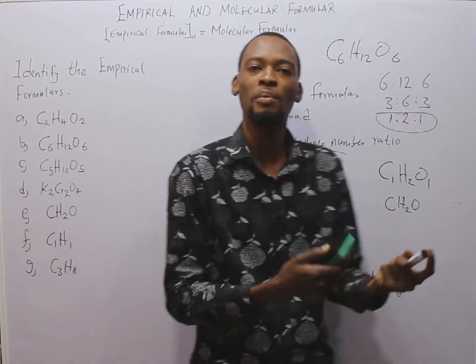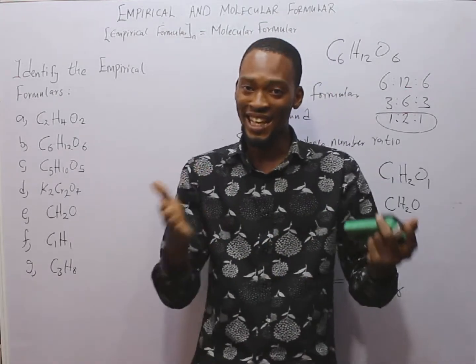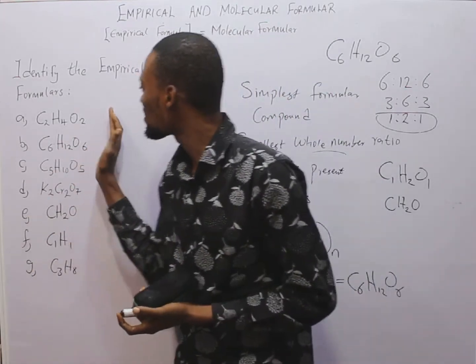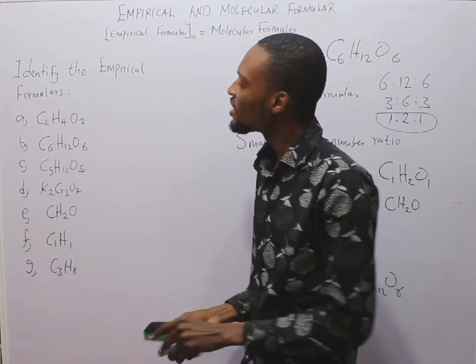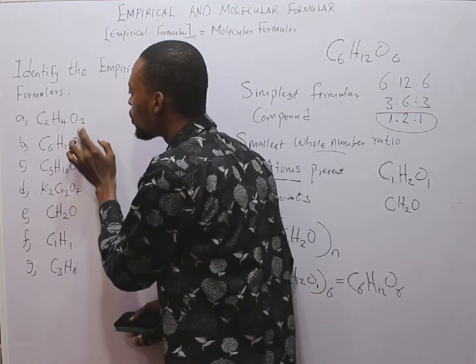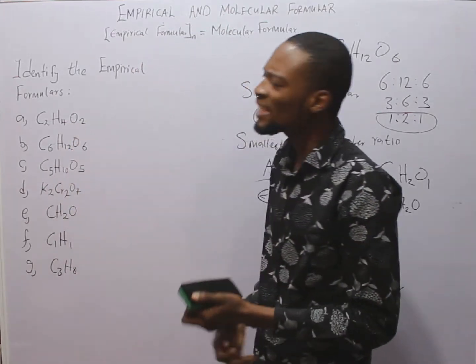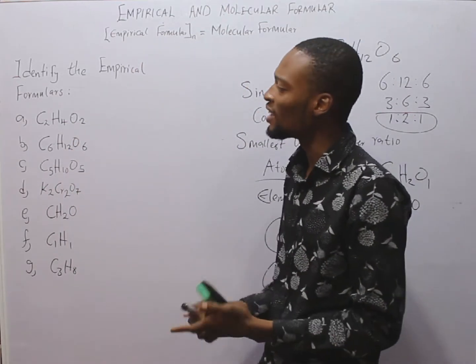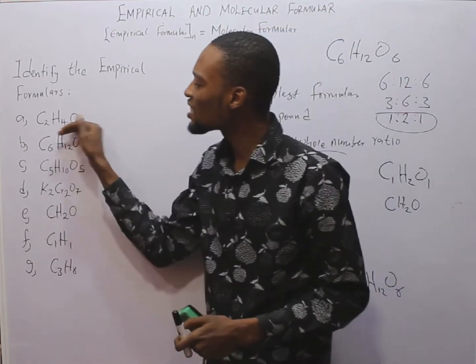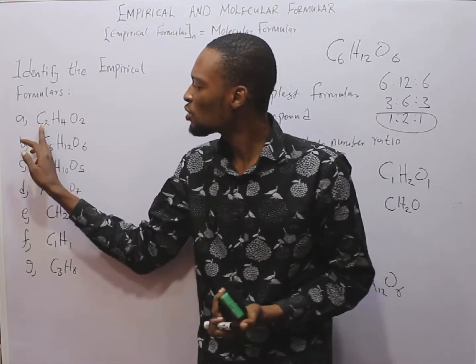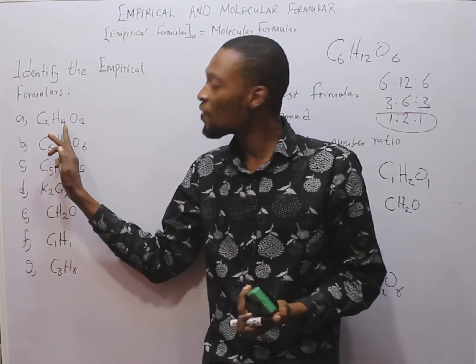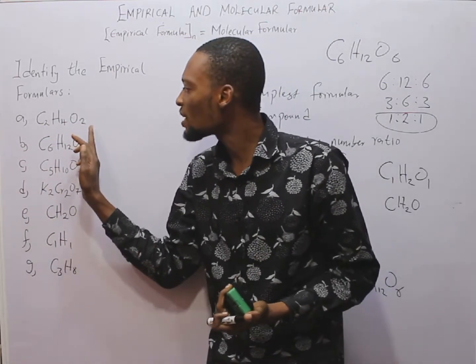We shall find out more about that while we are doing calculations. And now, identify the empirical formulas below. A, C2H4O2. Looking at this, it cannot be an empirical formula in the sense that these are not in the simplest ratio. 2 can go into them: 2 divided by 2 is 1, 4 divided by 2 is 2, 2 divided by 2 is 1.